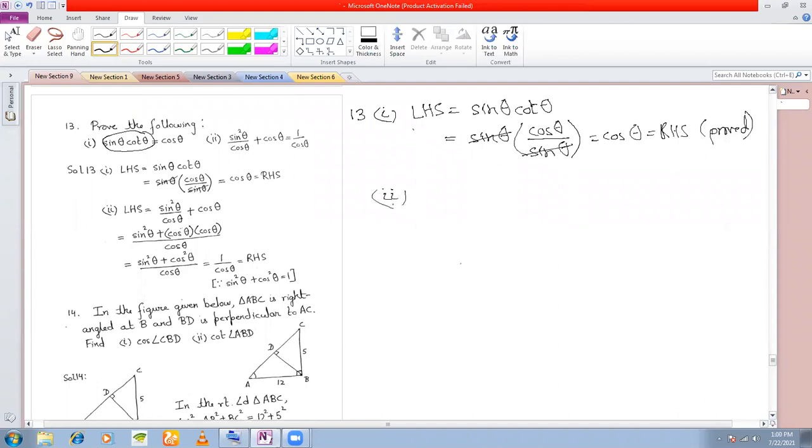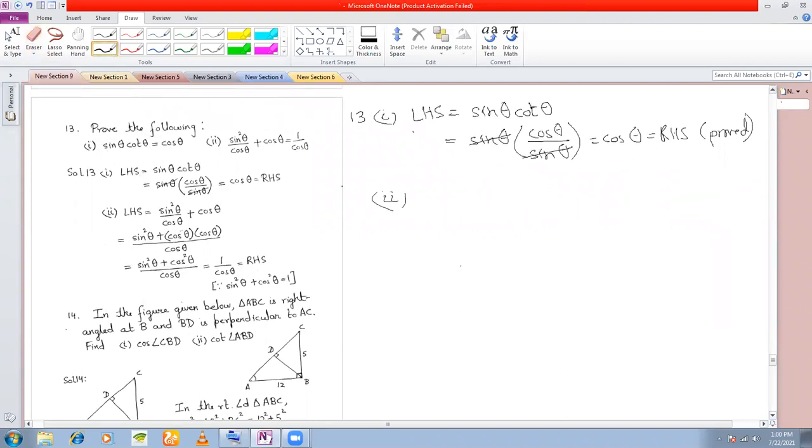13.2. No triangles needed in all these problems. These are called identity problems. You have to prove certain identity. Okay, identity problems. You will be doing this in detail in the next class, class 10.